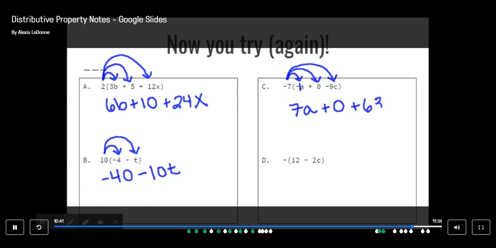Good, a positive 63c. So you can leave your answer like this, or if you also wrote it as 7a plus 63c, that is also correct. You can leave that 0 in or take it out.